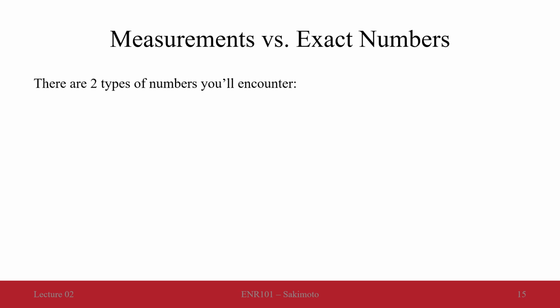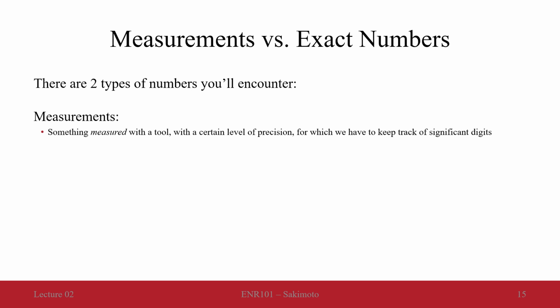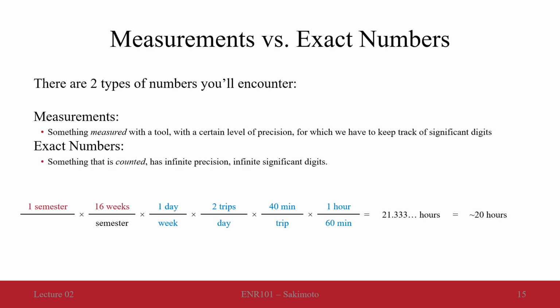There are essentially 2 types of numbers you'll encounter in your calculations. First, we'll of course encounter measurements. These are things that have significant digits, things that we track the level of precision because they're made with some sort of tool. But you may also encounter what we tend to call exact numbers. These exact numbers are things that are counted, or things that might be a definition, that ultimately have infinite precision and infinite significant digits. We can typically ignore exact numbers when we try to calculate how many significant digits our final answer has, or when we figure out how to round the final answer.